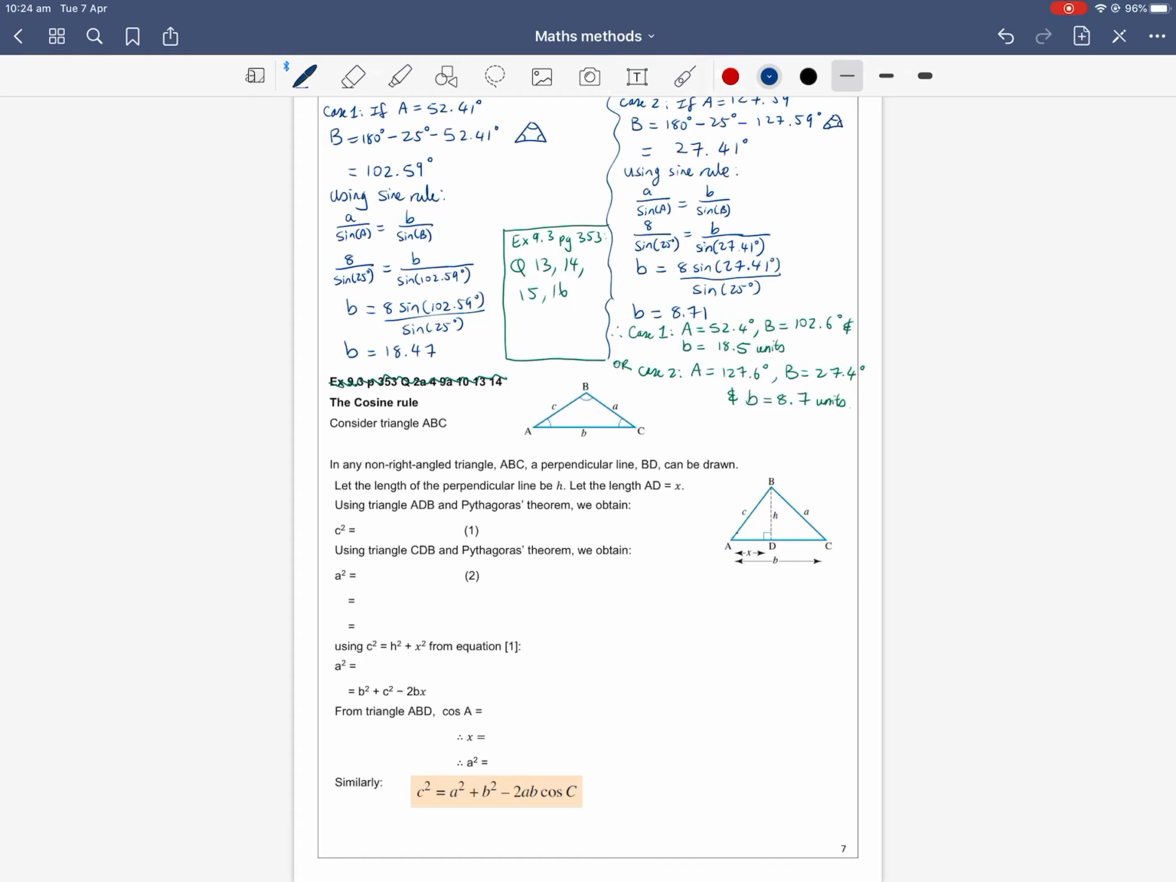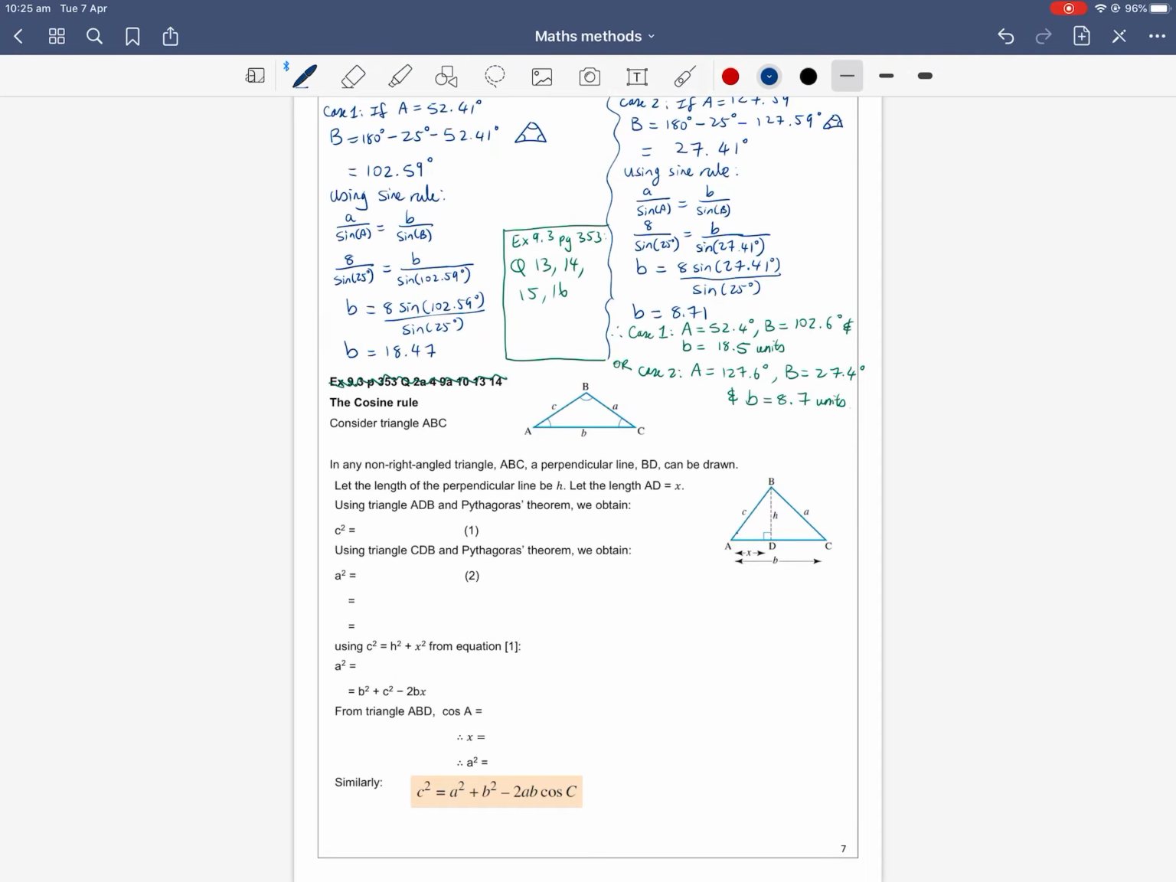In particular, we looked at the ambiguous case of the sine rule, and this is because of the CAST diagram, where the sine can be a positive value depending on quadrant 1 or quadrant 2, whether it's an acute angle or an obtuse angle. So it's very important to check for the ambiguous case when you're doing questions.